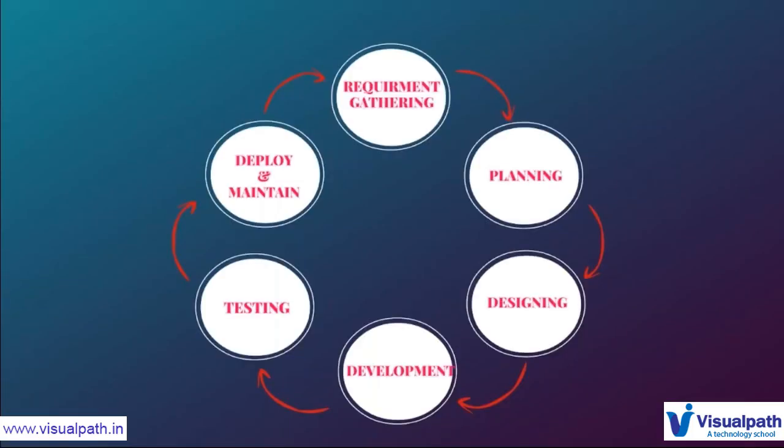Let's see this in a cyclic view. First you have the requirement gathering, planning. Architects are going to design the product. Developers are going to develop the product from the design. Testers, the software testers, are going to test it. The operations team will deploy and make sure it's up and running. And then any new changes, same cycle.